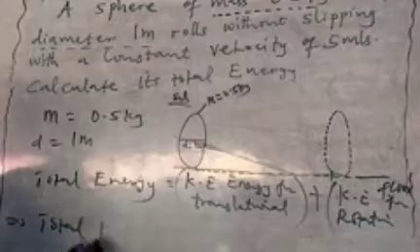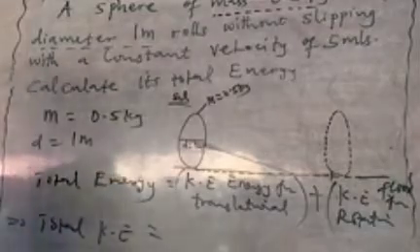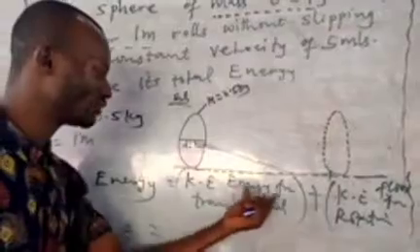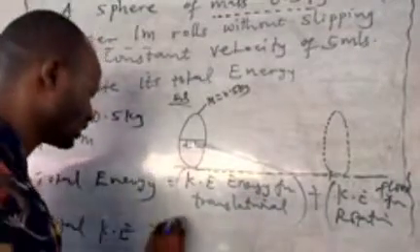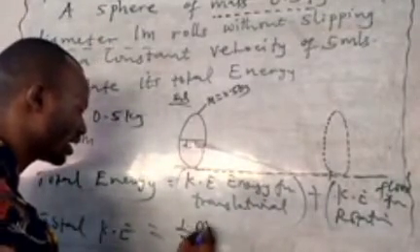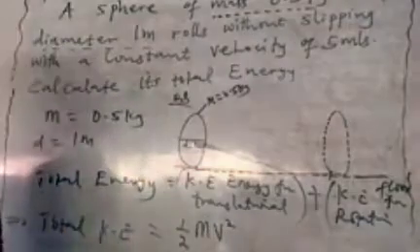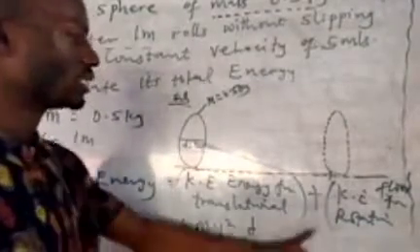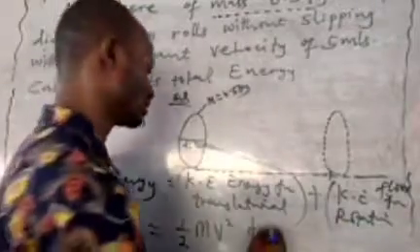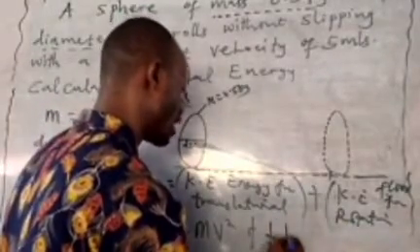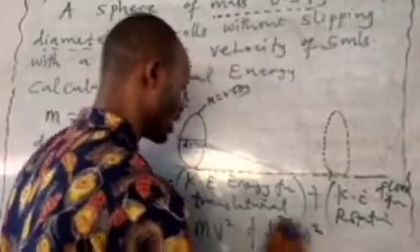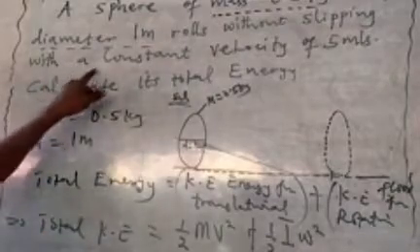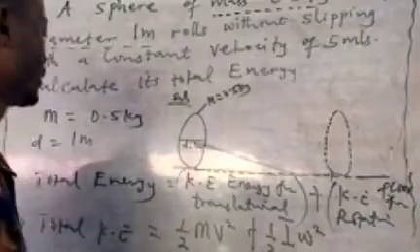That now means that our total kinetic energy will be equal to, who can tell me the formula for the kinetic energy for translation? It is given as half mv squared, plus the kinetic energy for rotation, which is given as half Iw squared. Are you there? Yes. But if you look at this question here, we are only given the constant velocity.